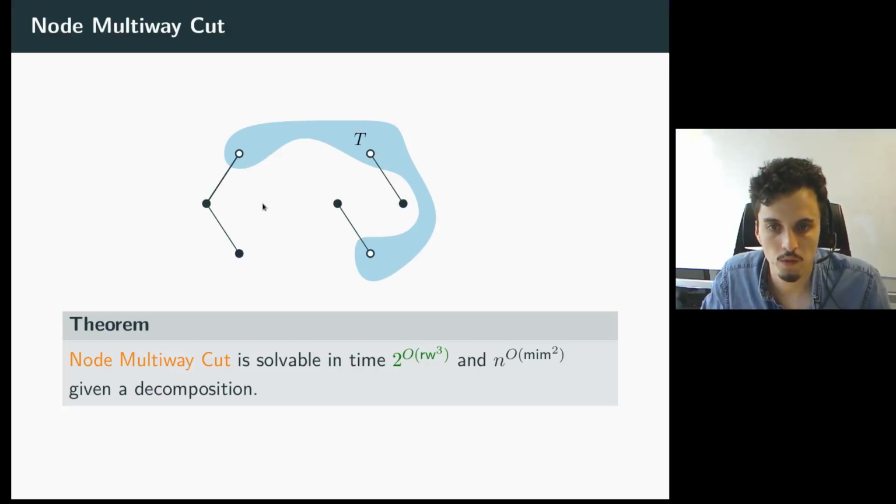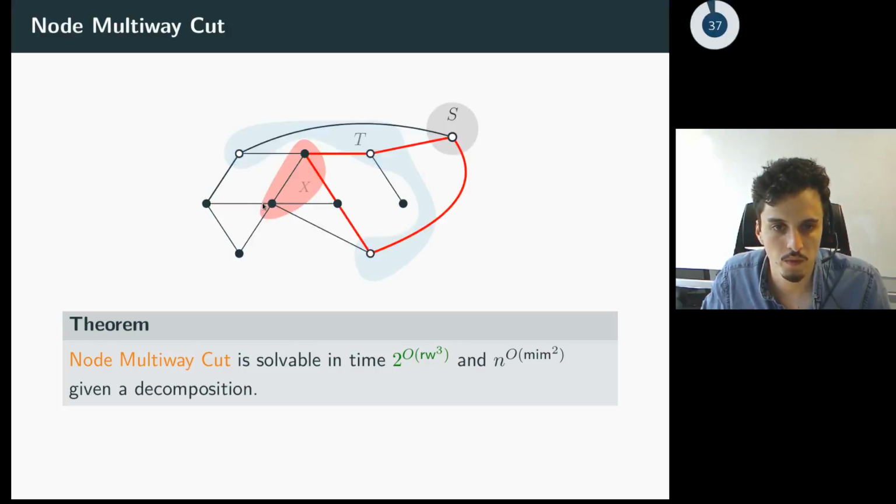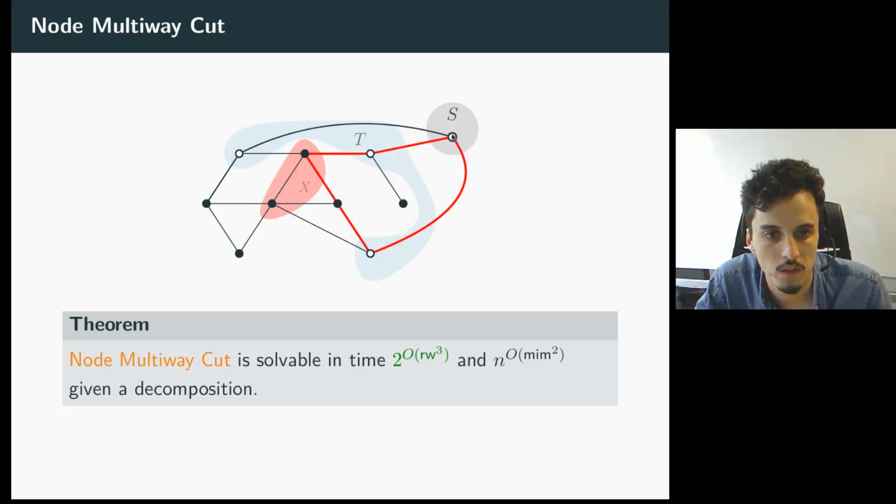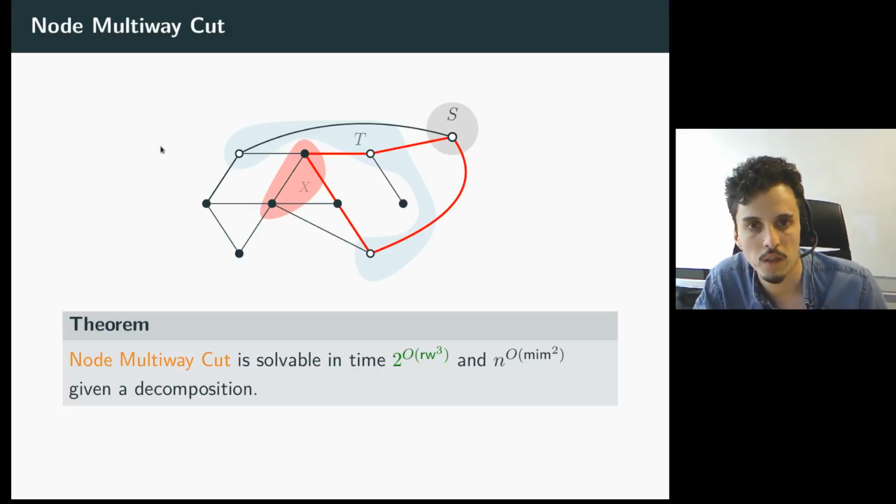And we can reduce this problem to Subset Feedback Vertex Set by adding just one vertex, and we make this new vertex adjacent to all the vertices in T. And you can see that now a cycle using this new vertex implies that there is a path between two vertices in T. So we put this vertex in S, and then we have a reduction from Node Multiway Cut to Subset Feedback Vertex Set. And so we can use the algorithm for Subset Feedback Vertex Set to solve Node Multiway Cut, and we have this theorem.